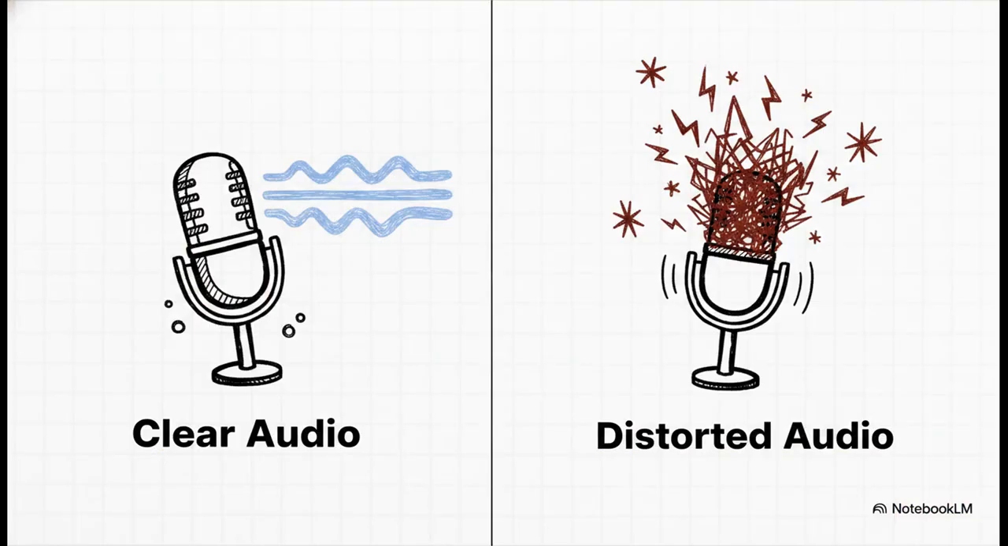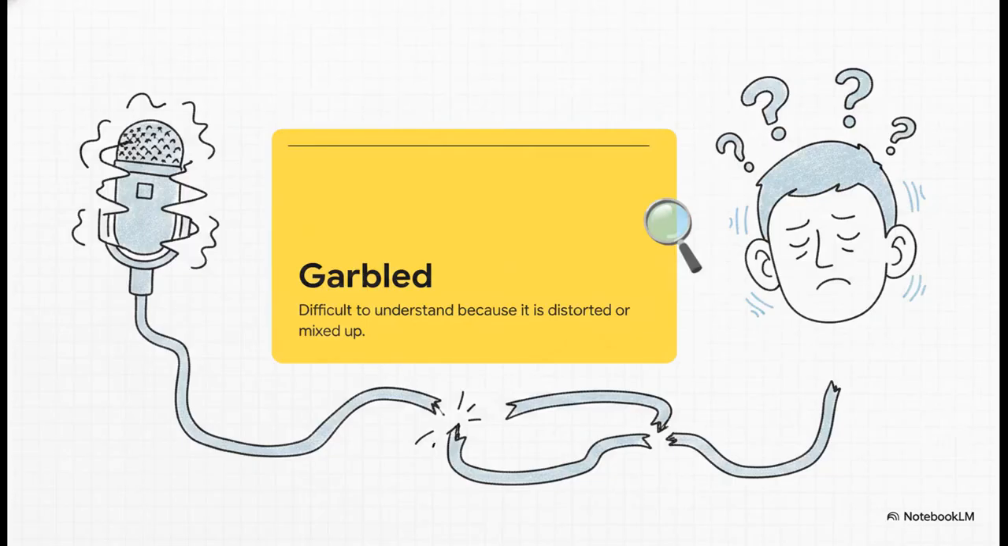Okay, so before we even lift a finger to do some math, we've got to make sure our communication is crystal clear. Let's make sure our audio isn't distorted or garbled. If the sound is messed up, you're going to miss out on some seriously critical engineering concepts. Now, what exactly does garbled mean? Basically, it just means something is difficult to understand because it's distorted or all mixed up.